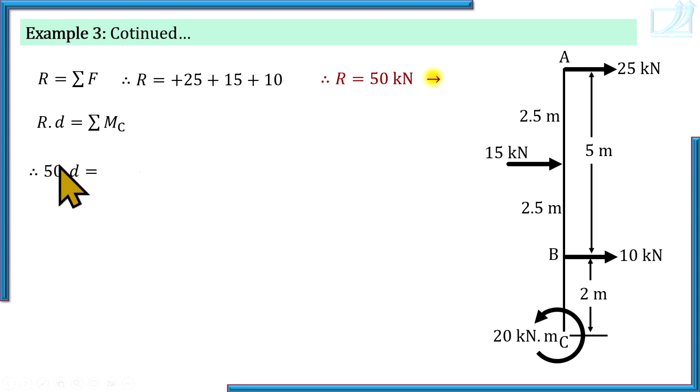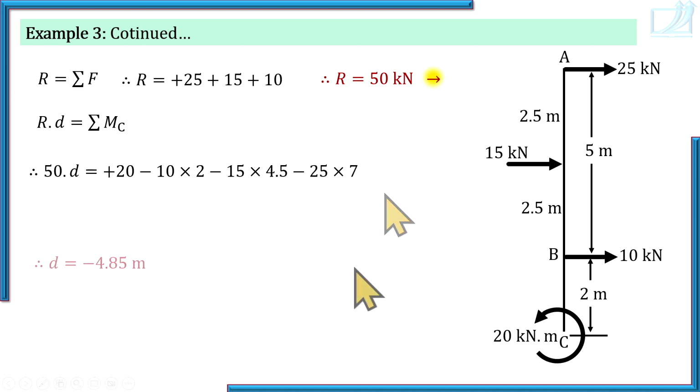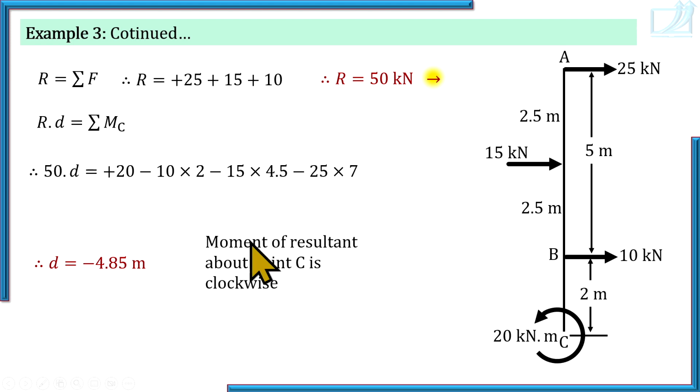Okay, so let's substitute the values. R is 50, D is the distance to be found out, and the moment of the resultant we have assumed as usual anti-clockwise. That's why I have not used a negative sign here. And then anti-clockwise couple, so plus 20. Then horizontal force into vertical distance, 10 into 2 clockwise, then 15 into 4.5 clockwise, then 25 into 7 clockwise, and you will get D as minus 4.85. Interpret this negative sign. Moment of resultant about point C is clockwise. Mention that.